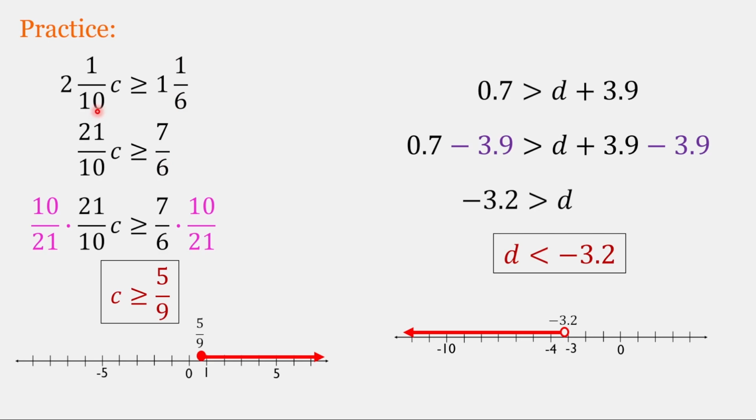In this third problem, we have mixed numbers on both sides of that inequality. So the first step I did was convert these to improper fractions. From there, we have 21/10 times our variable. So we multiply by its reciprocal. We end up with c greater than or equal to 5/9. And then finally, the decimal 3.9 is added to our unknown. So we'll subtract 3.9 from both sides, ending up with d less than negative 3.2.